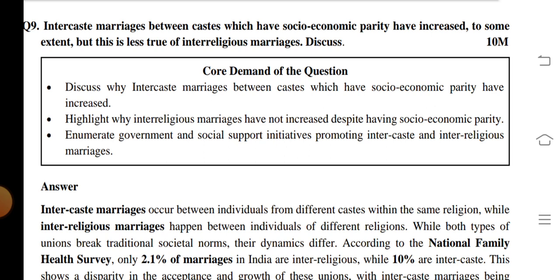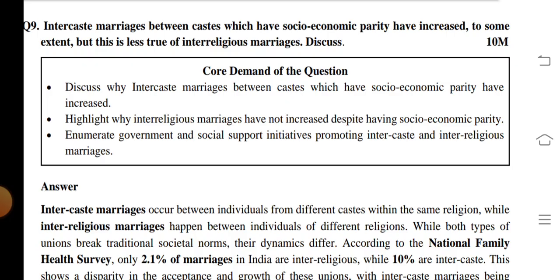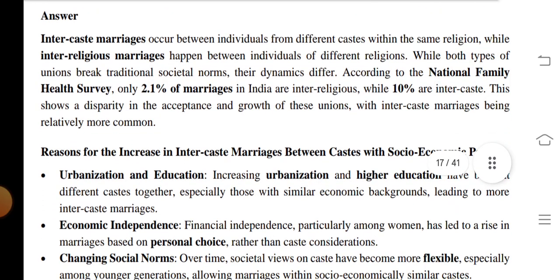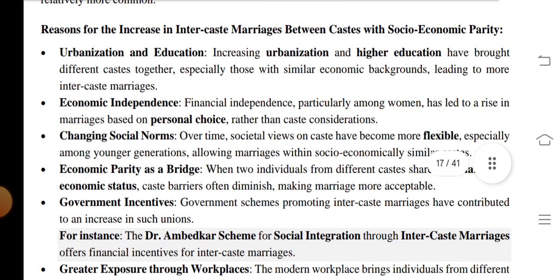Answer: Intercaste marriages occur between individuals from different castes within the same religion, while interreligious marriages happen between individuals of different religions. While both types of unions break traditional societal norms, their dynamics differ. According to the National Family Health Survey, only 2.1% of marriages in India are interreligious, while 10% are intercaste, and this shows the disparities in acceptance and growth of these unions, with intercaste marriages being relatively more common. Reasons for the increase in intercaste marriages between castes with socio-economic parity.